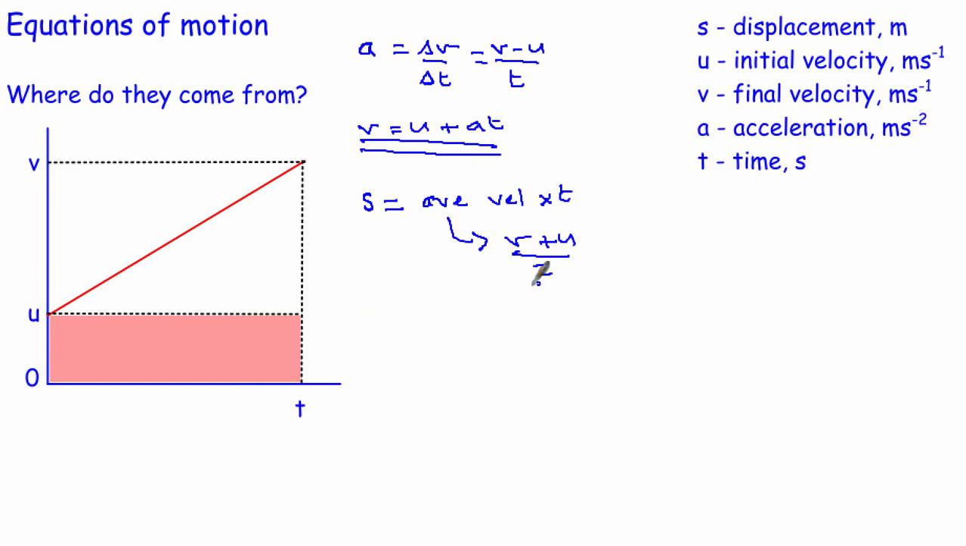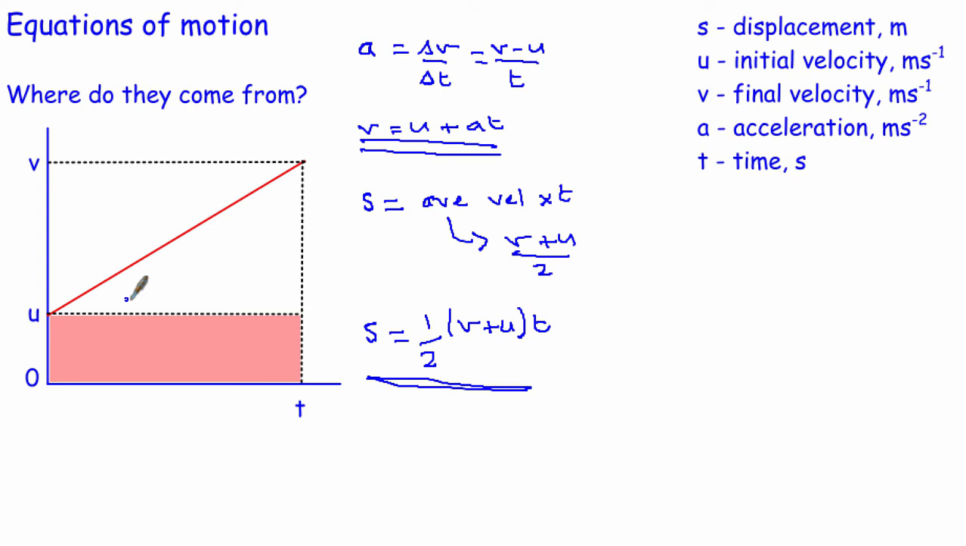If we take this and put it into here, we end up with s equals a half of v plus u, times t. So if we want to know the displacement of an object, and we know the final velocity, the starting velocity and how long it took to get from one velocity to the other, then we simply put our numbers into this equation and it'll tell us the displacement. So that is our second equation of motion.